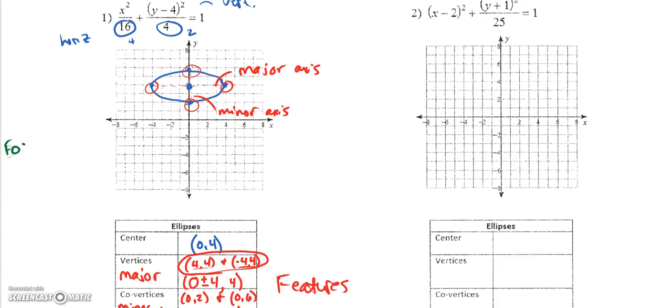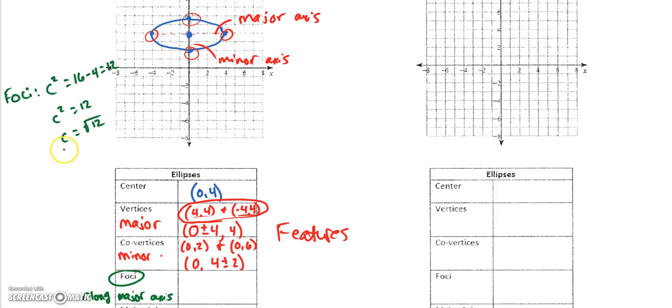So for the foci, we're going to set up this equation. c squared equals my big denominator minus my littler denominator. Sometimes you'll see these referred to as a squared and b squared. I like to just think big minus little. It's always going to be a positive number here. So c squared is going to be your big denominator minus your little, which of course gives me 12. Okay, so c squared equals 12. Take the square root of both sides. I get c is equal to the square root of 12.